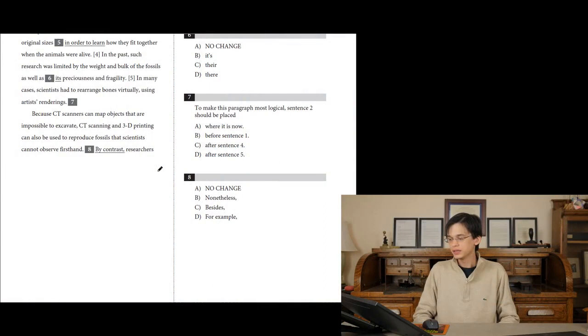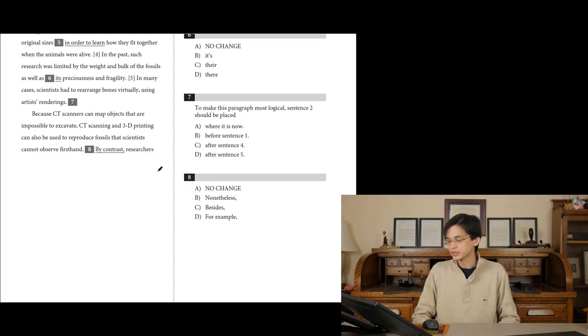Question number 8 on the writing and language portion of College Board's Test 5. "Because CT scanners can map objects that are impossible to excavate, CT scanning and 3D printing can also be used to reproduce fossils that scientists cannot observe firsthand." So this is talking about the additional perks of using this technology because you can map objects that are impossible to excavate. So you can't exactly dig them up, but you can scan them and then you can model them.